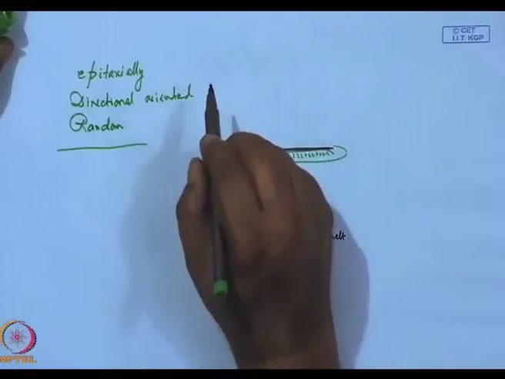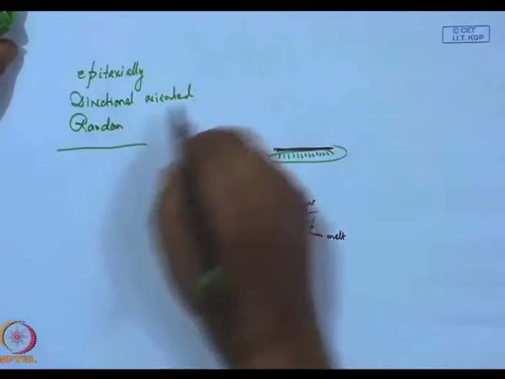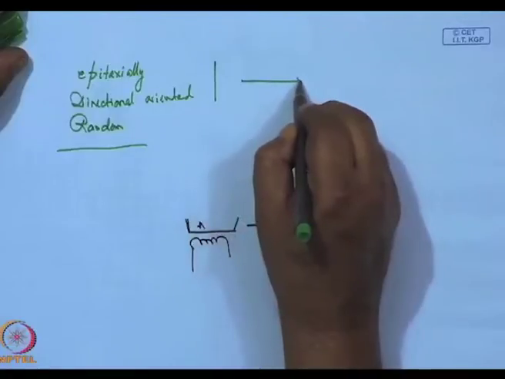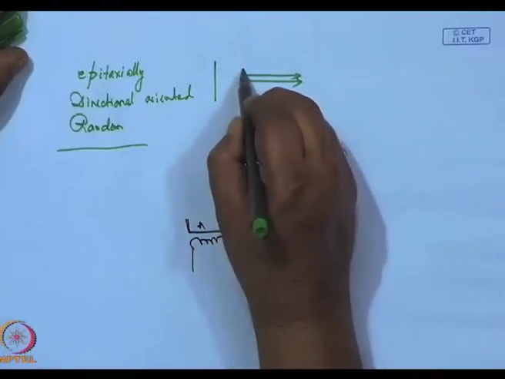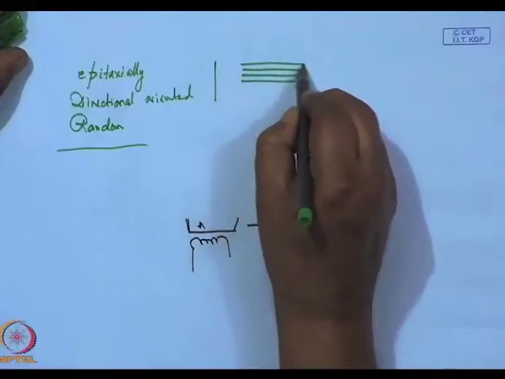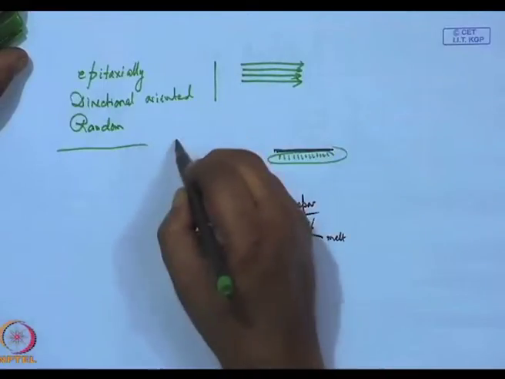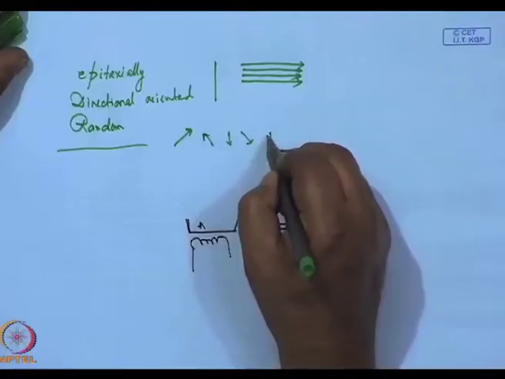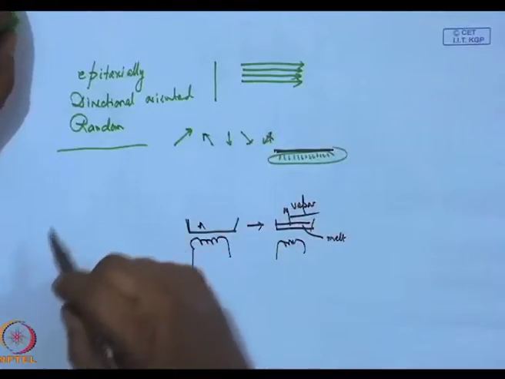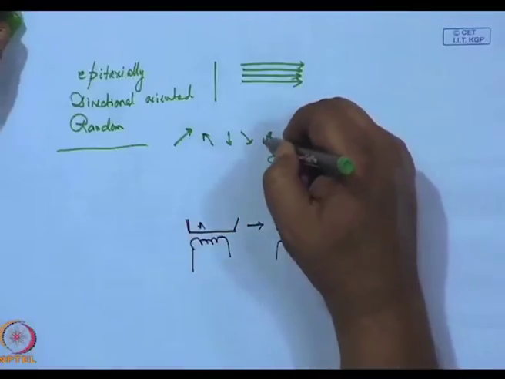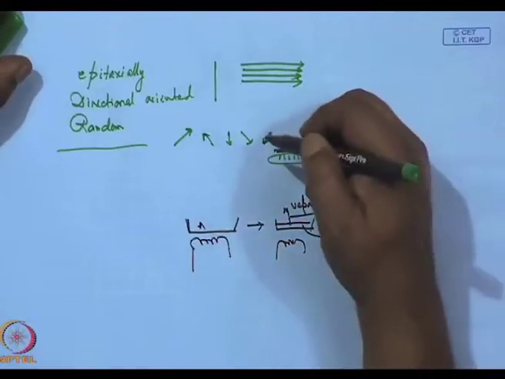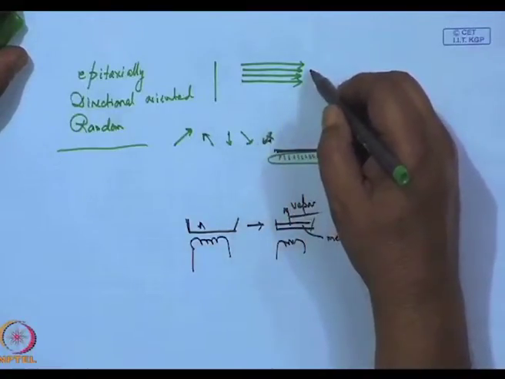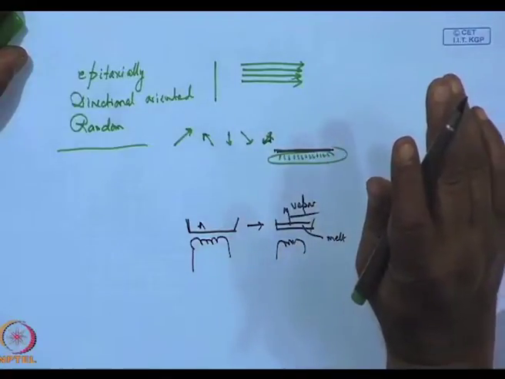I will not go into the difference between epitaxial and directionally oriented right at this juncture, but maybe later. Here, the films are all oriented in one direction. Every layer of the film is oriented in one direction. Whereas in random, the films may grow very randomly in whatever direction they want. As a result, the mechanical, electrical and optical properties of this randomly grown film will be different from the epitaxial or the directionally oriented grown film.